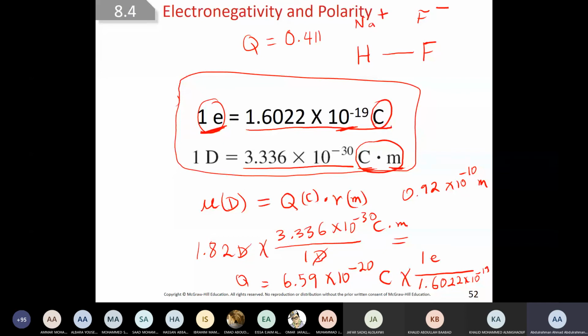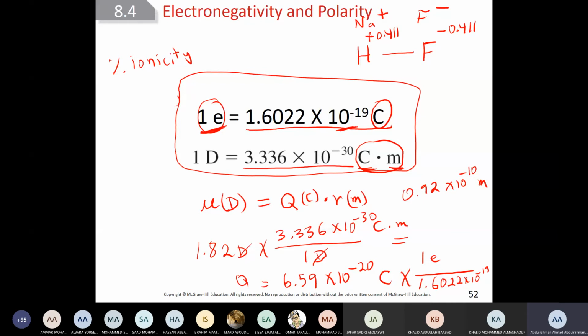Complete, it's ionic. But this one, we can write here minus 0.411, and this one will be what? Plus 0.411. Do you know how to do it now? So, what's the percentage ionicity of HF? What's the percentage of the ionicity?